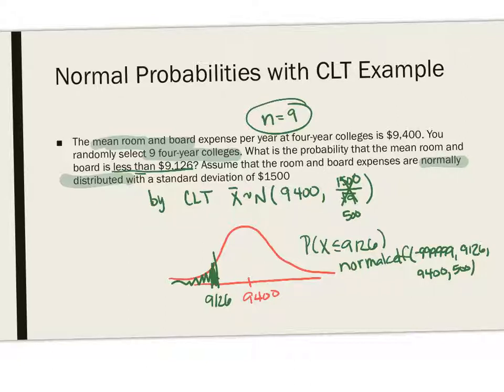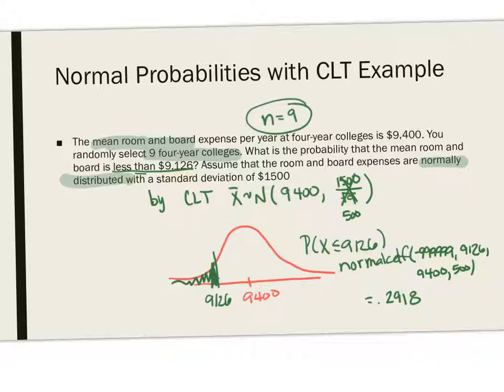Second vars, normal CDF. Upper bound is 9126, mean is 9400, and standard deviation 500. And I get this equal to 0.2918. Notice here that this value is pretty likely to occur. That's because 9,126 isn't that far off from 9,400. The further you get away from this true value, 9,400, what happens to this value? It should decrease because you're moving closer and closer to the tails.